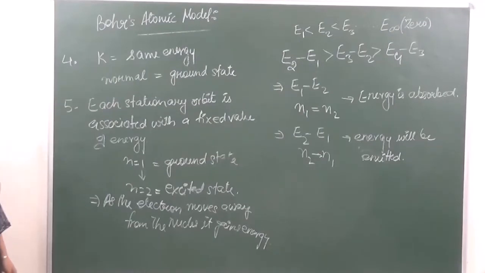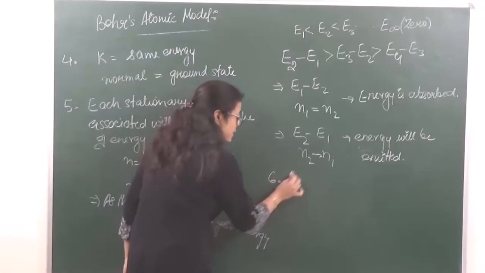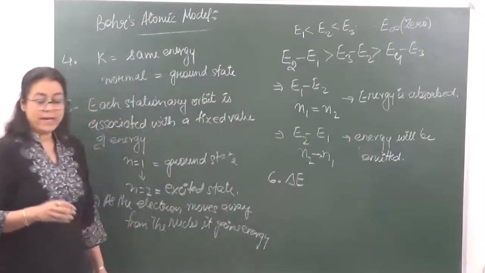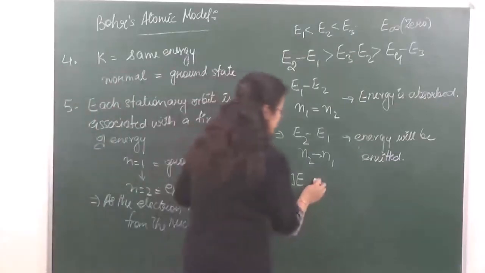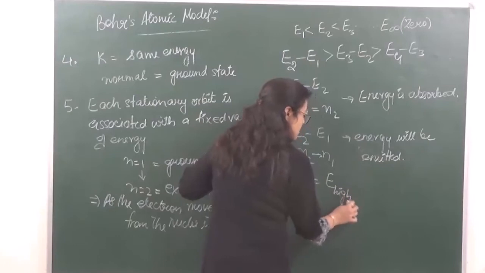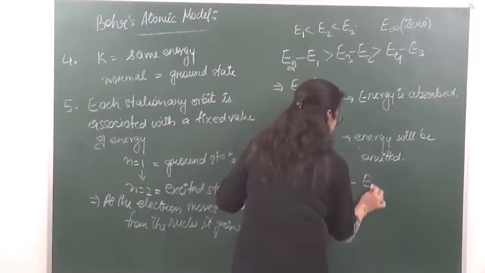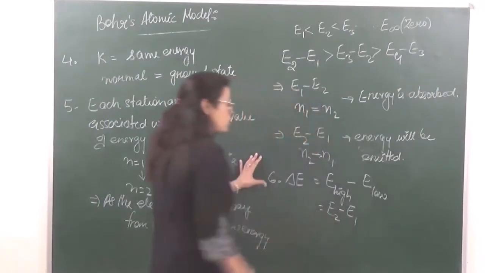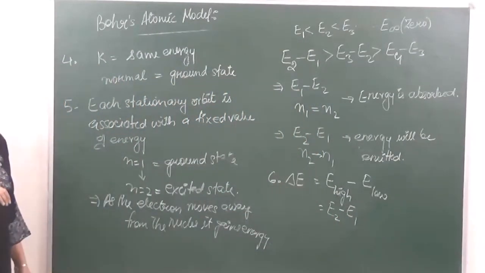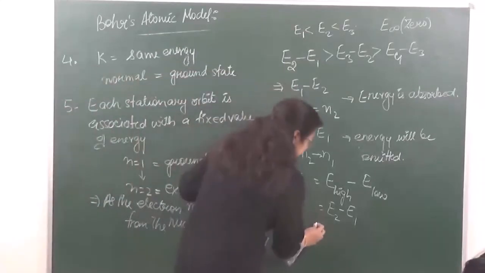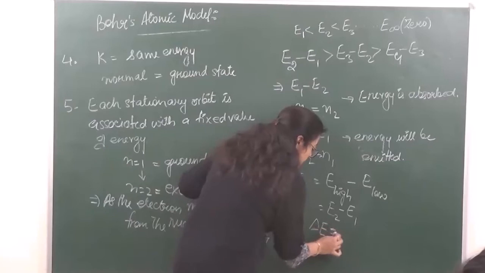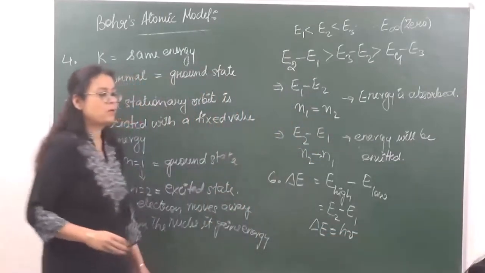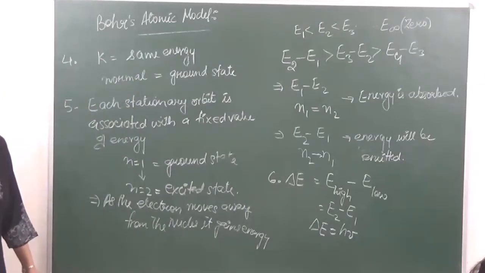In both the cases we are talking of the change in energy, delta E. So delta E is equal to E high minus E low, or you can also write it as E2 minus E1, where E2 is the final energy and E1 is the initial energy of the electron. We also know that E is equal to h nu. Therefore delta E is equal to h nu. Clear? So this is what Bohr's theory is.